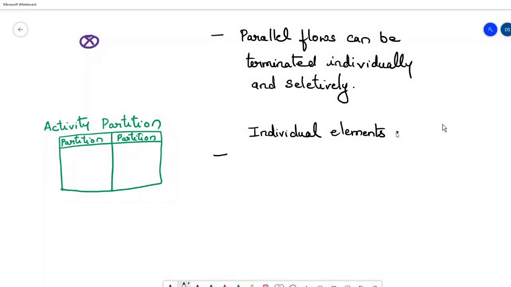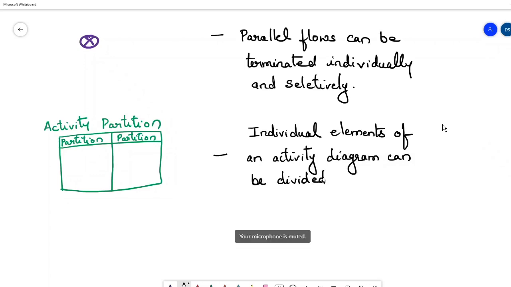Elements of an activity diagram can be divided into individual areas or partitions.